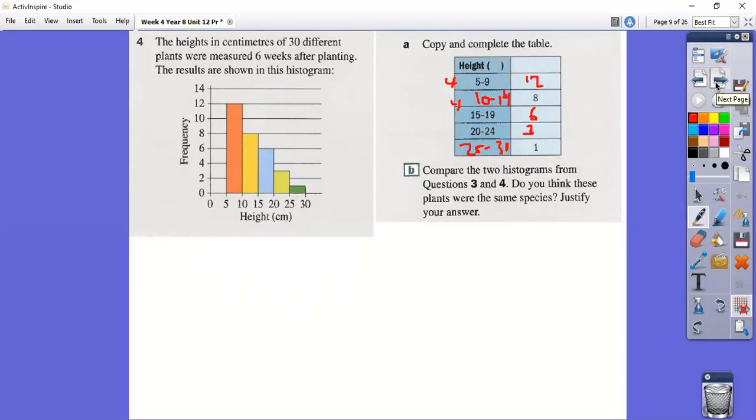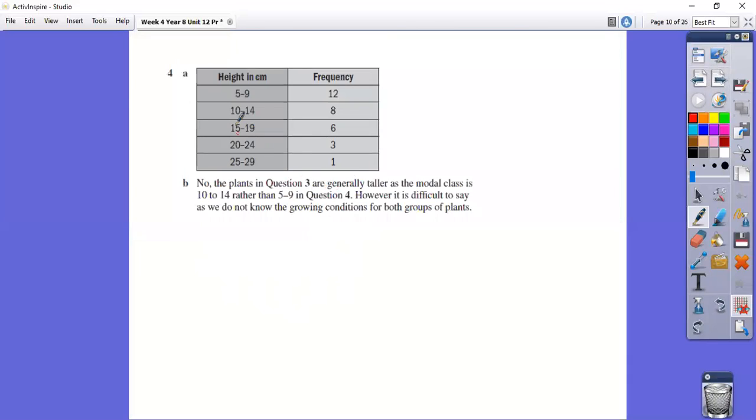Okay. So for your answers, here are the answers to question 4, A and B. None of the plants in question 3 are generally taller, as the modal class is 10 to 14, rather than 5 to 9 in question 4. However, it is difficult to say as we do not know the growing conditions for both groups of plants. So we can make some general assumptions, but we've got to be careful that we don't make too many generalizations.